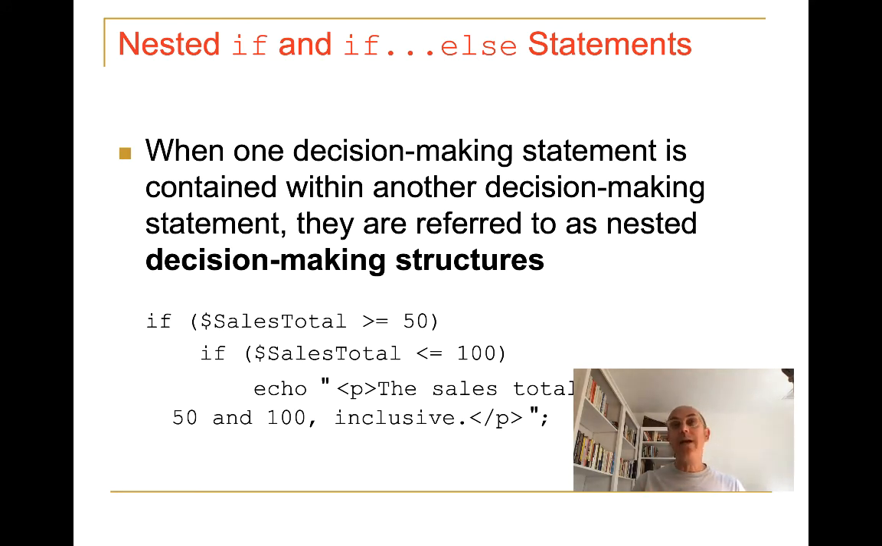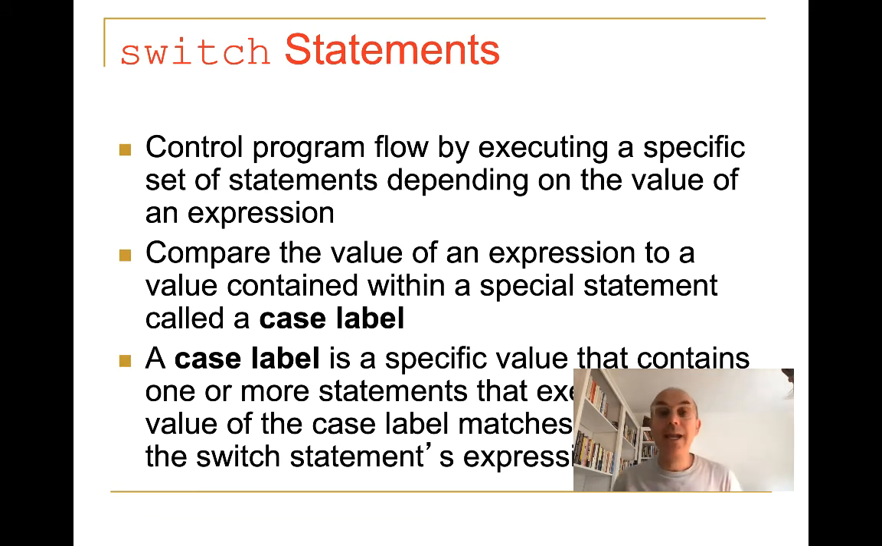One of the things that we learned also in JavaScript is the nesting of if and if else. When one decision-making statement is contained within another decision-making statement, they are referred to as nested, which means that it has some structure. In this case, if the sales total is smaller than 50, and if the sales total is smaller than 100, then echo between 50 and 100, and it is inclusive.